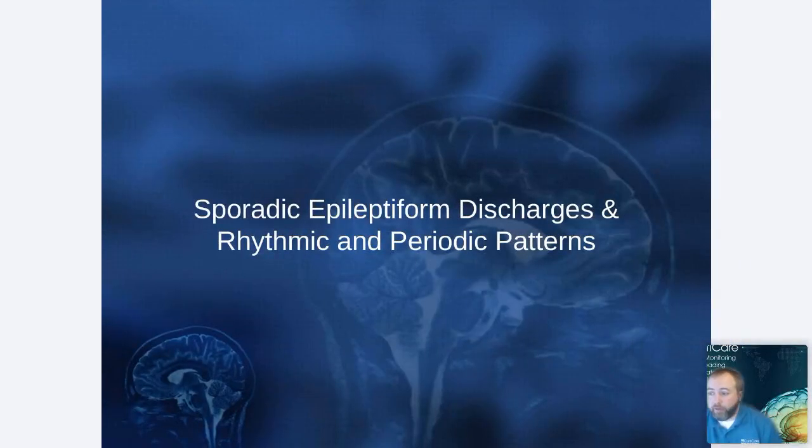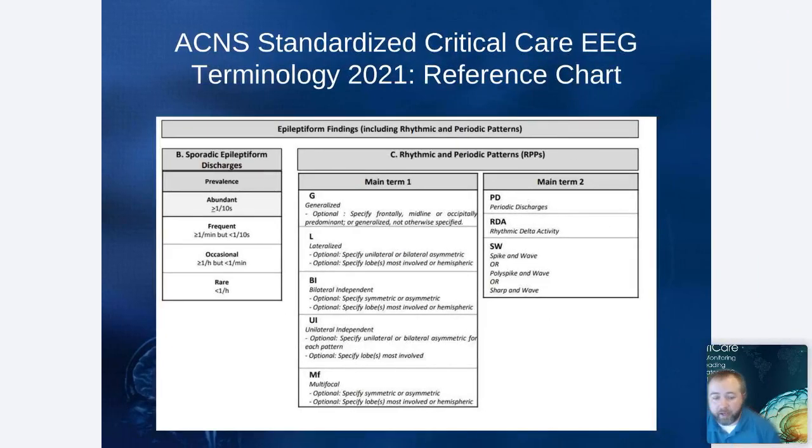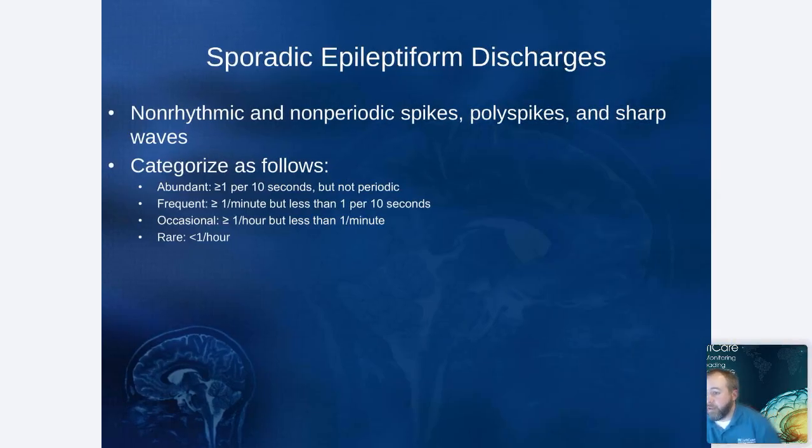All right, let's go on to sporadic epileptiform discharges and the rhythmic and periodic patterns. So this is sections B and C on that chart. If you look at that chart that I referenced, B is going to be on the far left, and it's kind of a short little section. The main thing that it's going to tell you is for non-rhythmic, non-periodic spikes, polyspikes, and sharp waves, you should categorize them on how frequently they're occurring. Your options are going to be abundant, frequent, occasional, and rare.